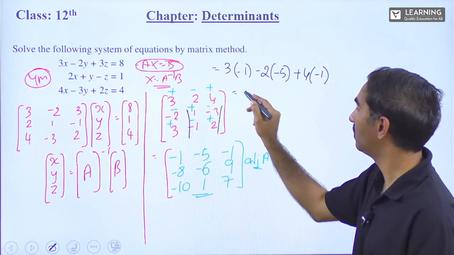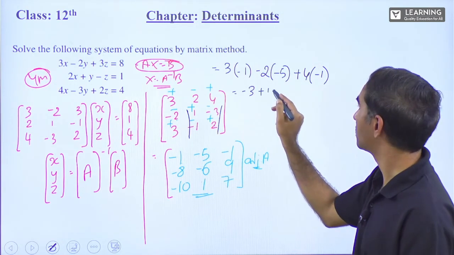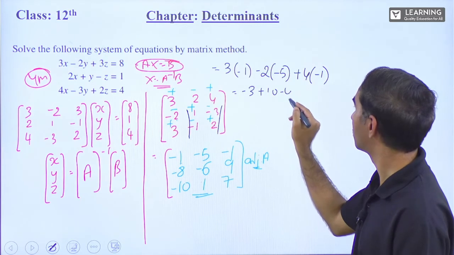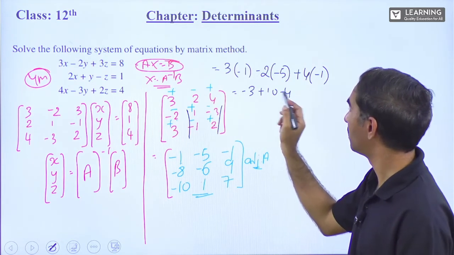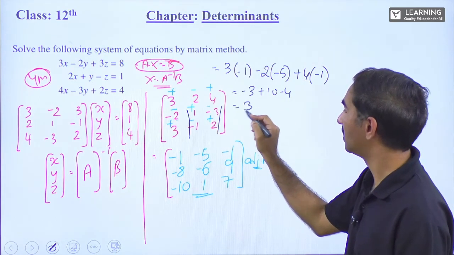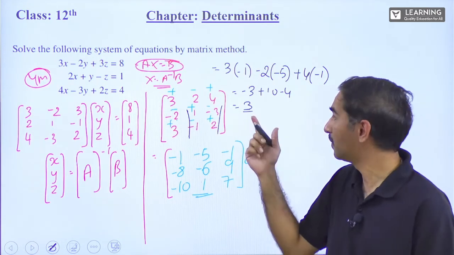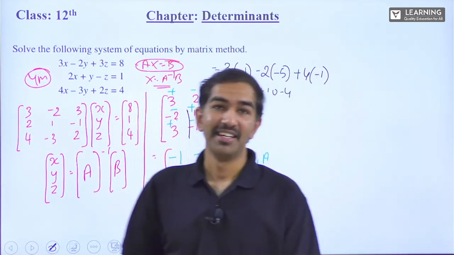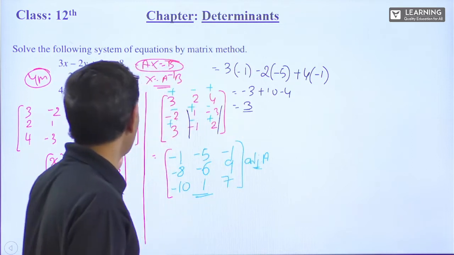Now work out this. You will be getting minus 3 plus 10 minus 4. So that is equal to minus 7. So 3 is the determinant. Determinant of A is nothing but equal to how much? 3. Now that is it. We have to send A on that side.